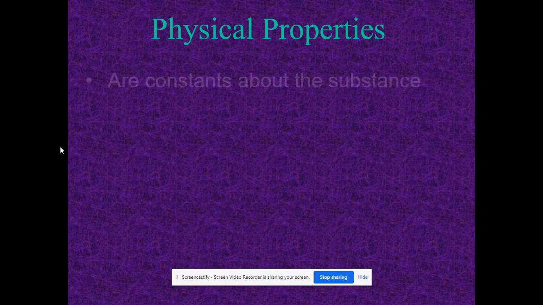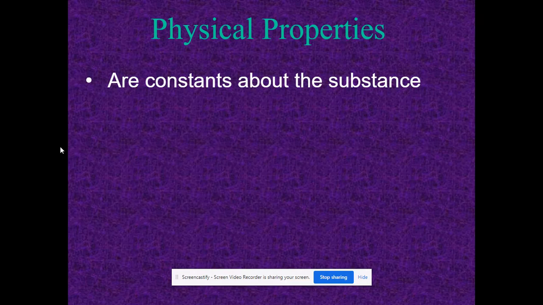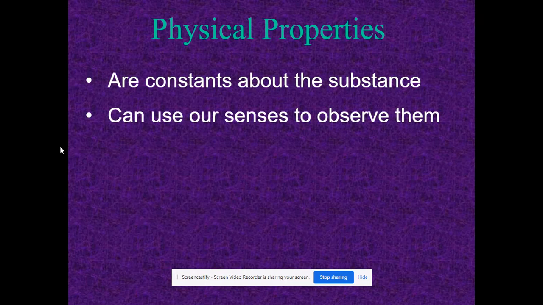All right, so physical properties, these are properties that are constants about the substance. These are things that you can observe using your senses. In science, we use pretty much all of our senses in high school except for taste, even in college, but there are certain areas that you would use taste for some things in the real world, but we won't. So just using your sight, touch, smell, and sound in some cases as well. But these are things that you can observe without changing or altering the substance.